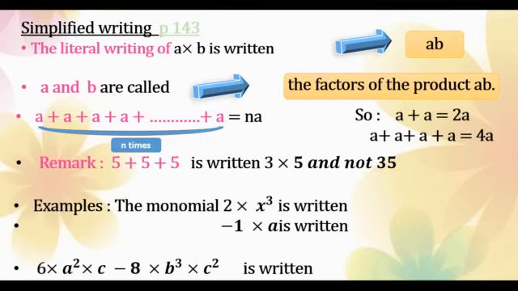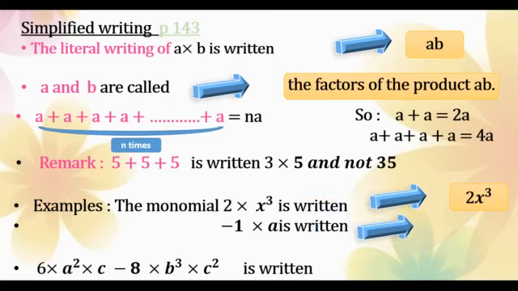Examples: the monomial 2 times x cubed is written 2x cubed. We can write these two terms beside each other without the multiplication sign, because one of them is a coefficient and the other one is unknown. We can write them beside each other and mean the multiplication between them.